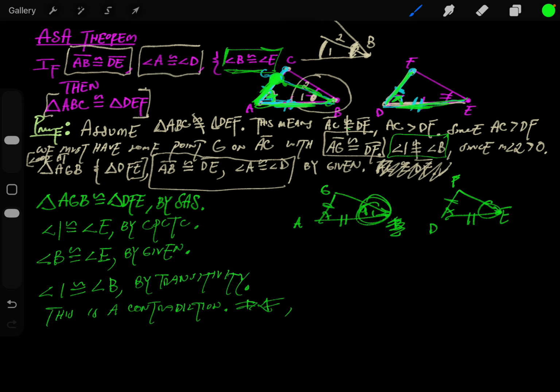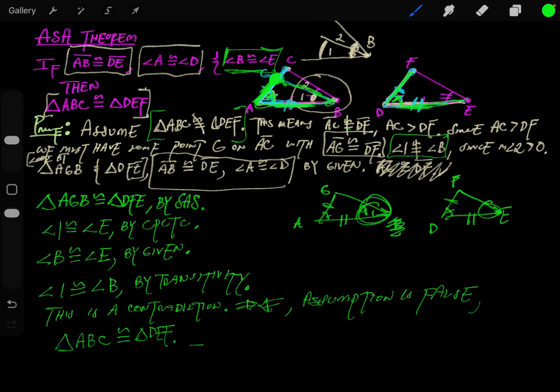The assumption must be false, and we state the falsity of the assumption. The assumption being false means that they're not congruent. You say the two triangles are not congruent; the falseness of that is that the triangles are congruent. Triangle ABC is congruent to triangle DEF. And now you're done.